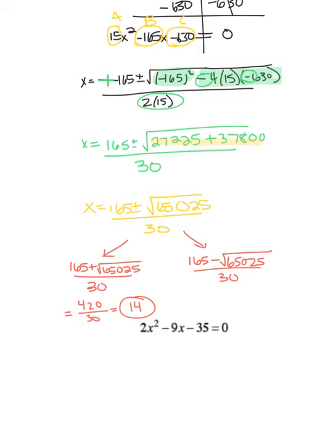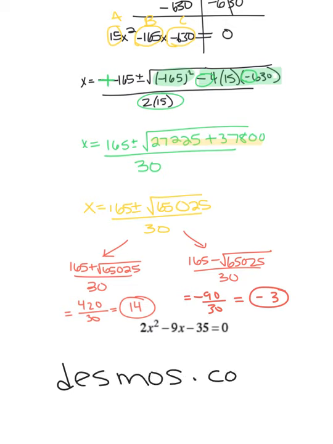So if we do 165 minus the square root, we get negative 90. And then we have to divide by 30, which would be negative 3. If you don't have a calculator where you can do a square root button, you can try a smartphone. Otherwise, go to desmos.com and it will allow you to do those features. And that is spelled desmos.com if you need a calculator.